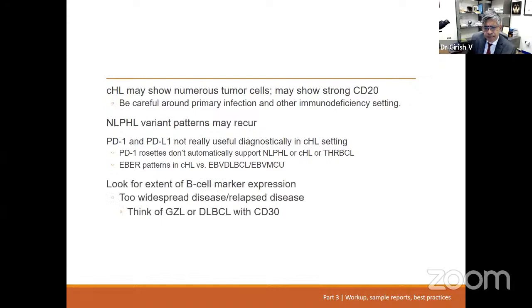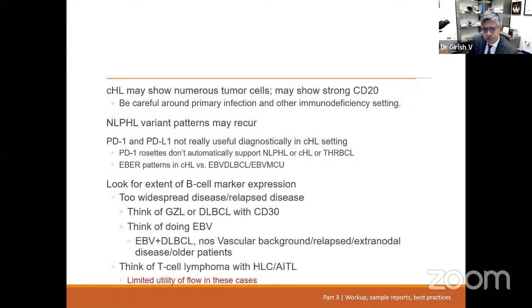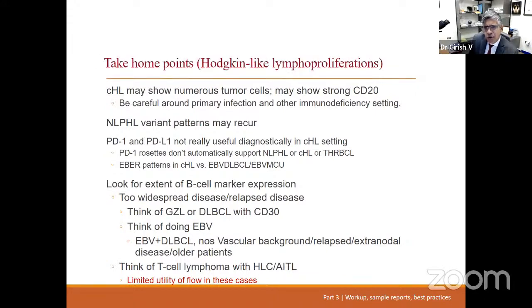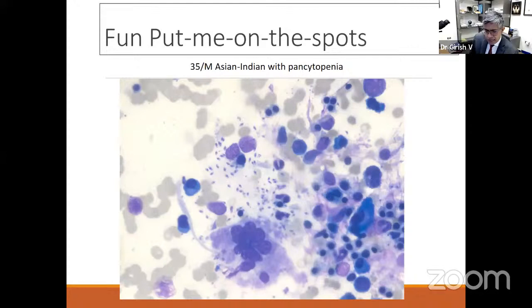Look for B cell marker expression in relapsed disease and to make a diagnosis of gray zone. And always do EBV, and think of T cell lymphoma in a limited setting, and there's a limited utility of flow in some settings. Yeah, those are your take-home points right there. And that's all. I'll stop with that. We will stop all these unknowns for now, and I'll take any questions.